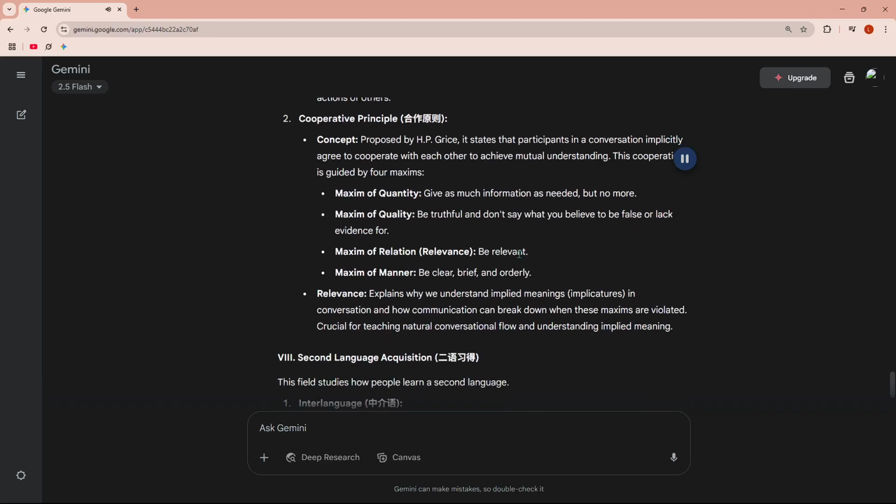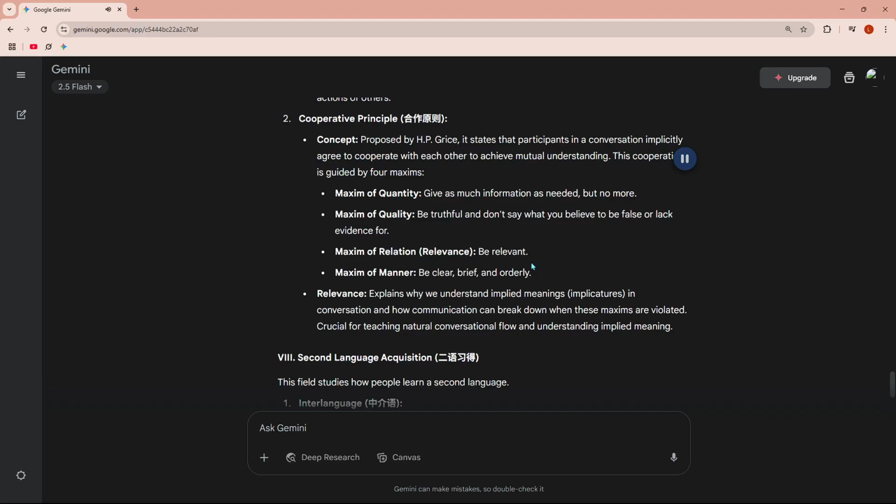Maxim of quantity. Give as much information as needed, but no more. Maxim of quality. Be truthful and don't say what you believe to be false or lack evidence for. Maxim of relation. Be relevant. Maxim of manner. Be clear, brief, and orderly.